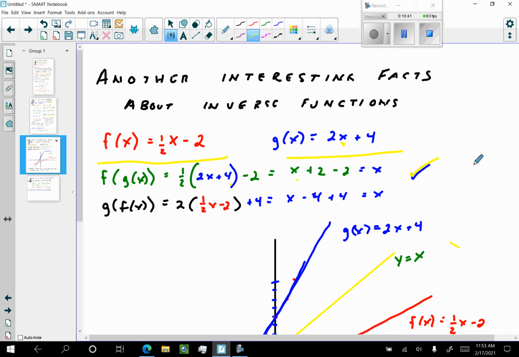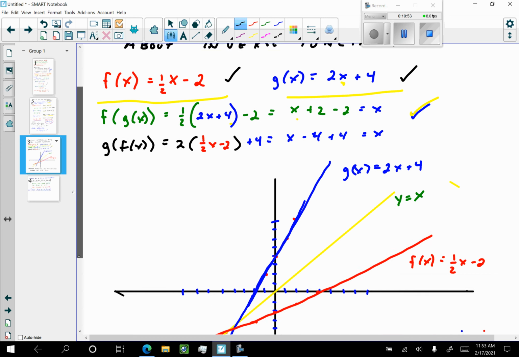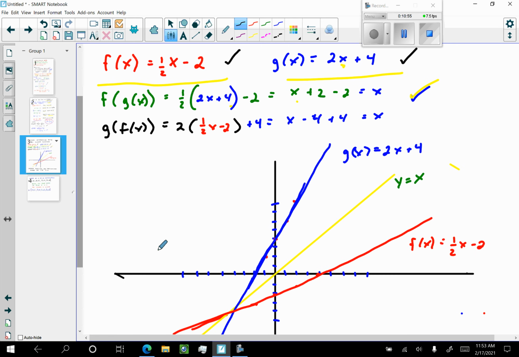So they are inverses. Now I'm going to very carefully graph f of x. Let's graph f of x, 1/2 x minus 2. I'm going to go to negative 2. What I'm doing is graphing f of x, negative 2. I go up 1 over 2, up 1 over 2, down 1 back 2, down 1 back 2, and this is the graph of f of x.